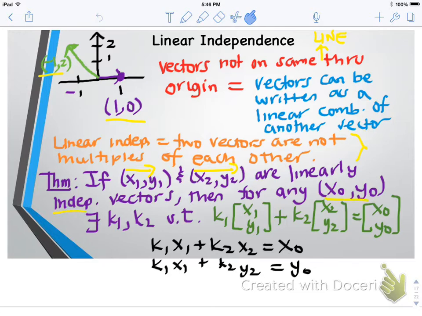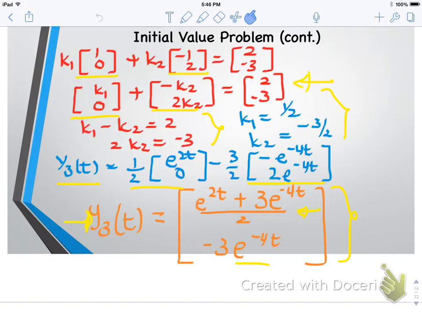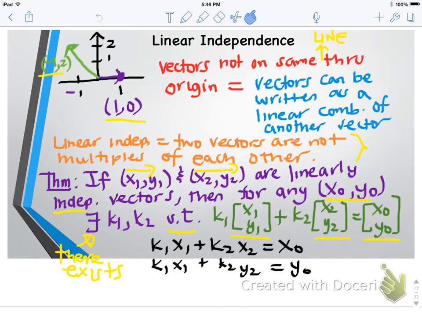Then for any x naught, y naught, and for those who haven't had foundation, this means there exists, guys are getting ahead of the game. So there exists K1 and K2 such that K1 times vector x1, y1 plus K2 times vector x2, y2 equals x0, y0. All this is saying is what we just proved in this example. That's what we showed in this example, okay?